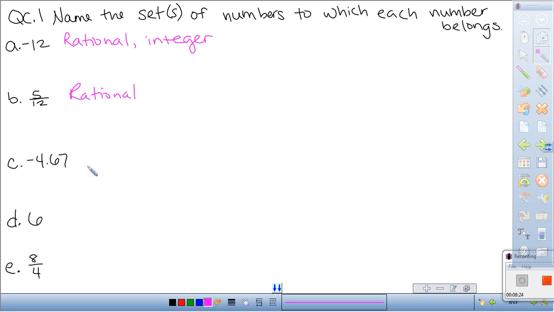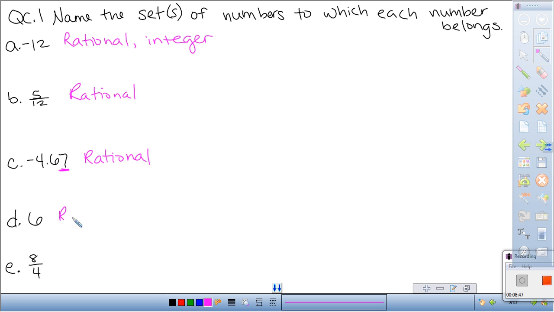Negative 4.6700 is rational because it ends. The decimal ends right there. That's the end of your number, so it is rational. It's a negative, so is it an integer? No, because decimals aren't included with integers.